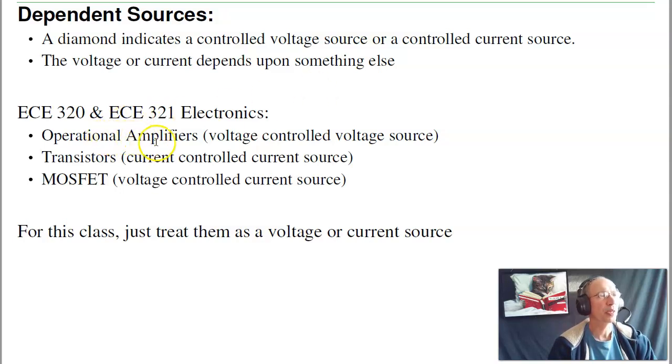An op-amp is a voltage-controlled voltage source, an amplifier. A transistor is a current-controlled current source. And a MOSFET is the voltage-controlled current source. That's how we'll actually build them. In this class, just treat it like a source that depends upon something else.